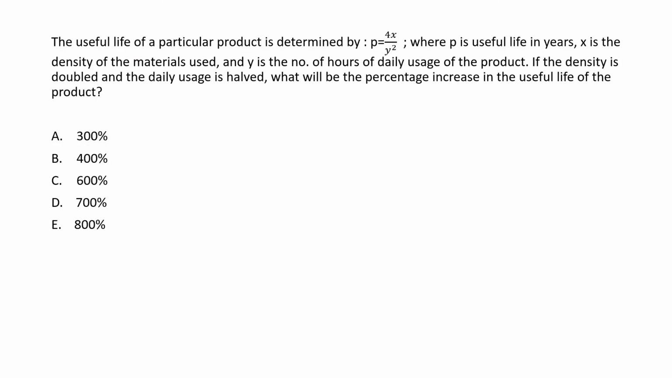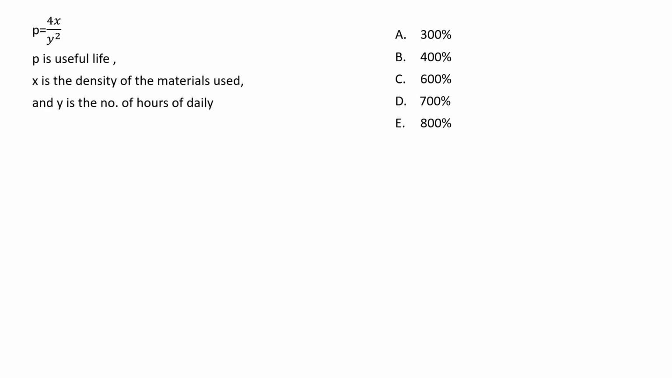The useful life of a particular product is determined by P is equal to 4x by y square, where P is useful life in years, x is the density of the material, y is number of hours of daily usage. If the density is doubled and daily usage is halved, what will be the percentage increase in the useful life of the product? So we're given this expression that P is equal to 4x divided by y square. P is the useful life, x is the density of the material, y is the number of hours it's used daily.